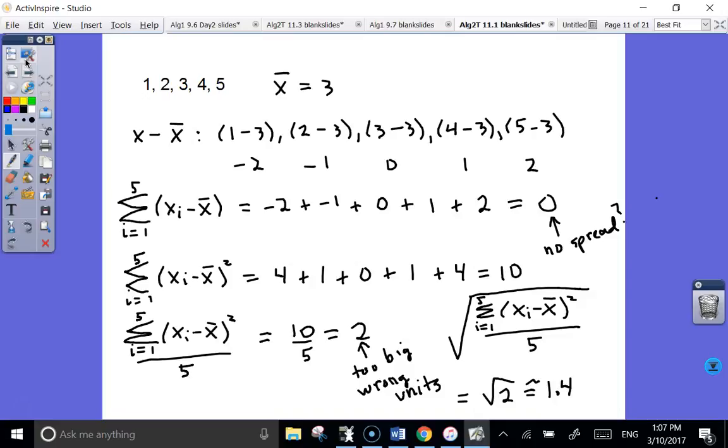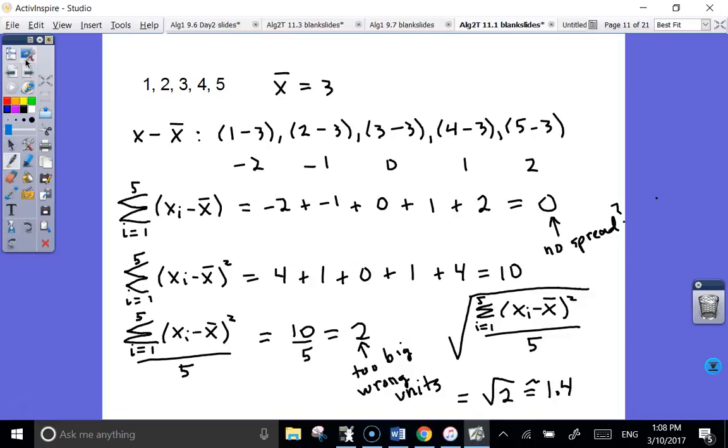Okay, but I need to know what the spread of the whole set is. So what if I just added them up? I'm going to use the summation notation. The sum from 1 to 5 of xi minus x bar would be to add these 5 up. And what would you get? You would get the negative 2 canceling with the positive 2, the negative 1 canceling with the positive 1, and you get a sum of 0. Does that mean there's no spread? Well, that is kind of what it seems like. So obviously we can't just add up the differences.